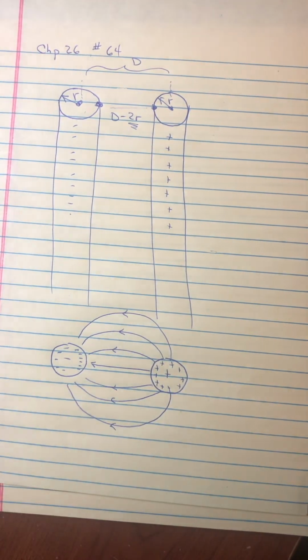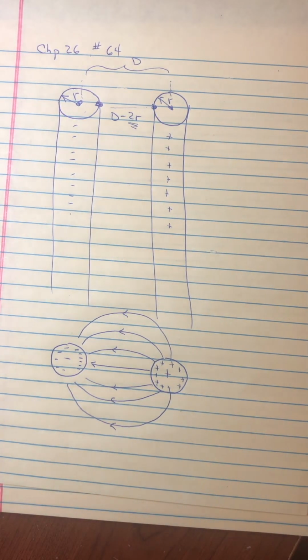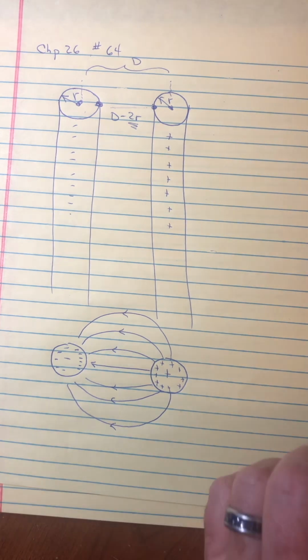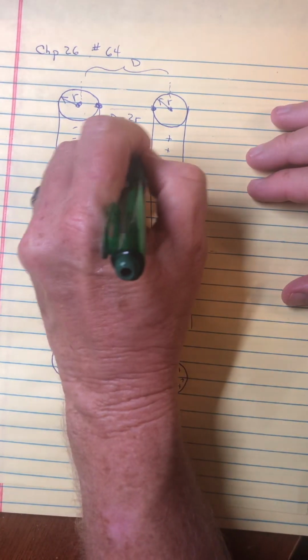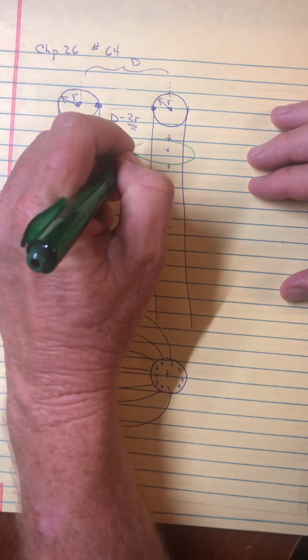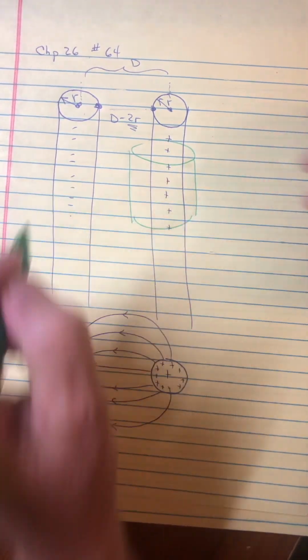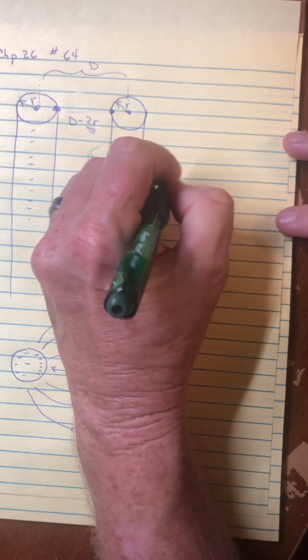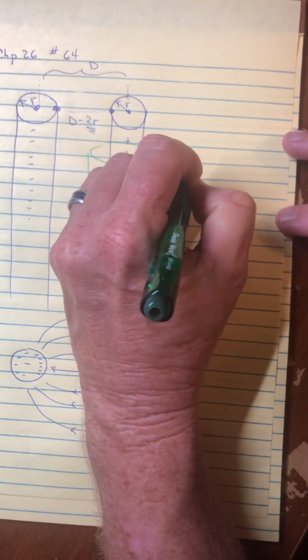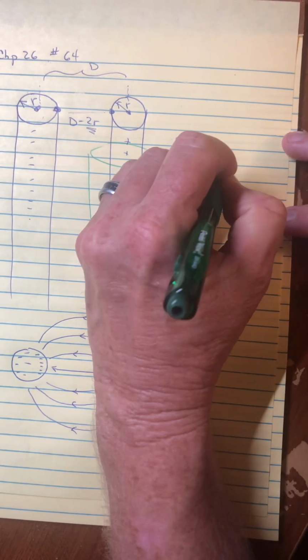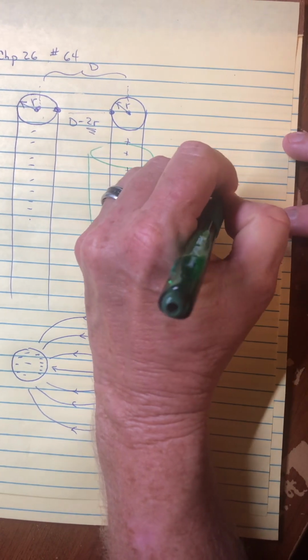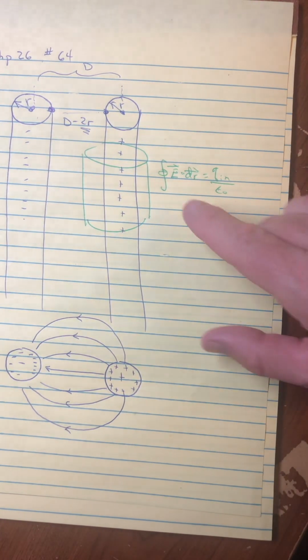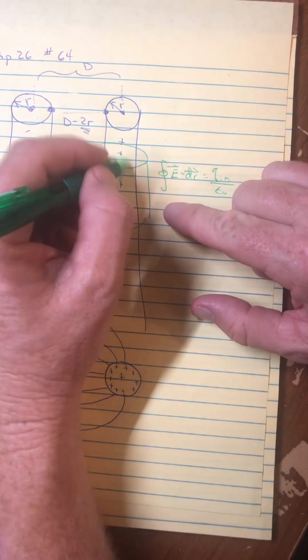I'll do a Gaussian surface in green this time. If you remember 2 chapters ago, we would do something like the integral of E dot dA equals charge inside over epsilon naught. And then we would look at this Gaussian surface.